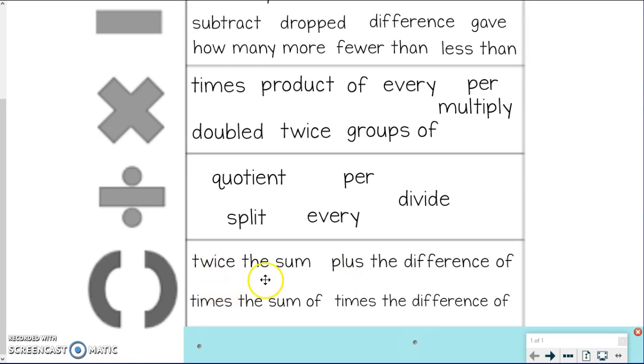So for example, if I say twice the sum, I'm not necessarily doubling just one single number. Maybe I'm doubling more than one number, and I'm doing it to the whole sum, which includes 2 numbers, and so I need to group those together. Plus the difference of, again, that might have something in there where maybe I need to do one before the other, times the sum of, times the difference of. That's where you're going to see the parentheses really used, because you are multiplying by the whole sum or the whole difference, not just one single number. And so that might make a difference in the order that you do that in.